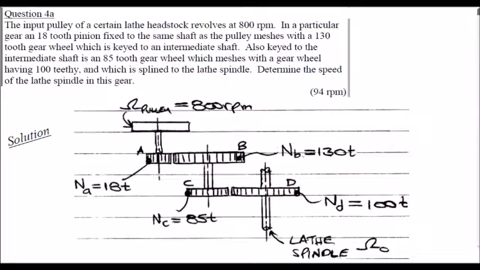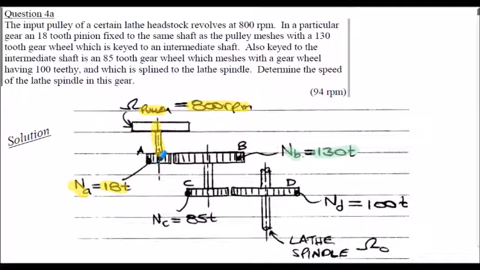Okay, there's my sketch then of what I've got. I don't know how it compares to yours. So from the question, we've got this pulley here on 800 RPM, and we're told that that's joined on the same shaft as an 18-tooth gear wheel. I've called these A, B, C, and D, just to give them labels. So my first gear there is A, and then we have the 18-tooth gear wheel meshing with a 130-tooth gear wheel. I've called that B here.